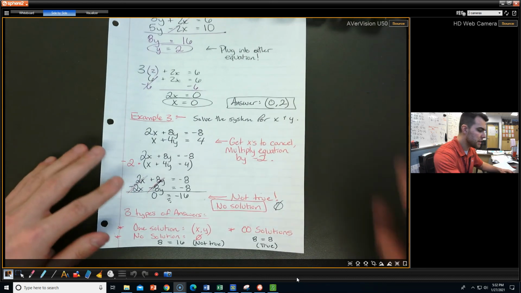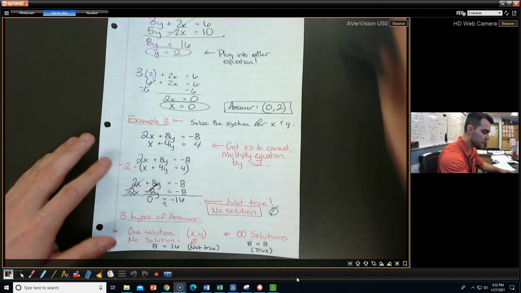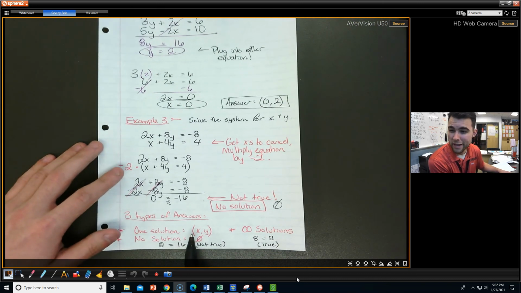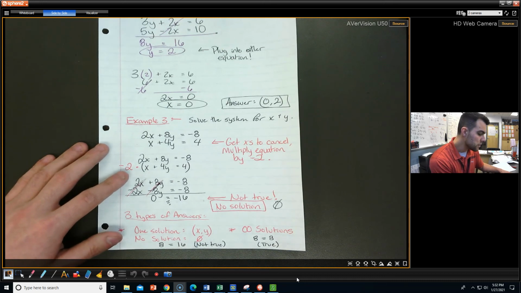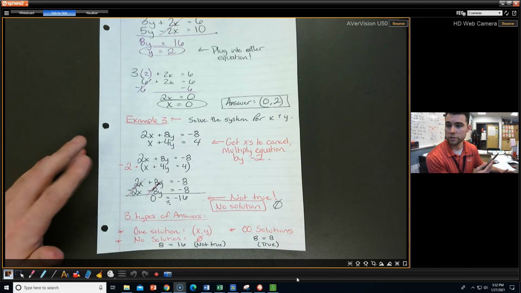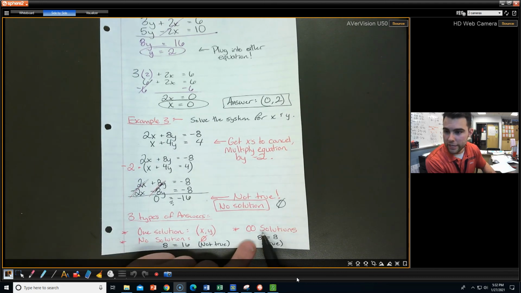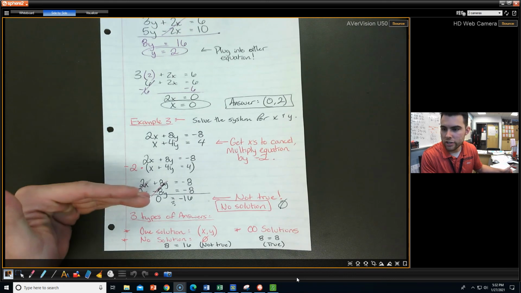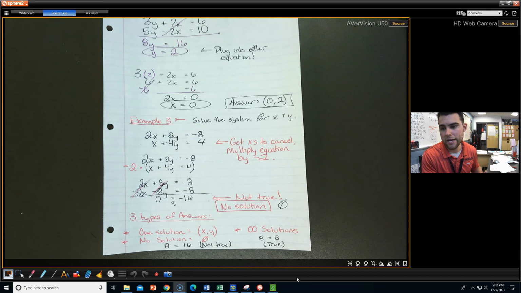And once again, they're the same types of answers that we've been seeing this whole time. You either get one solution, so (x, y). That's what we got in examples 1 and 2. You may get no solution, where you get a contradiction: 8 equals 16. No, it doesn't. So there's no solution. But you can also get infinite solutions, where if you get 8 equals 8, obviously that's true, we have infinite solutions. So definitely still watch out for those things as you go through these elimination problems.